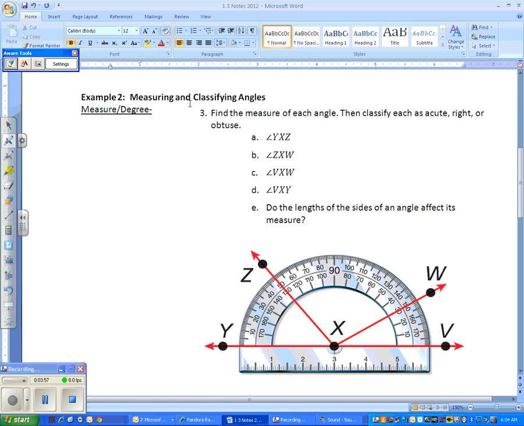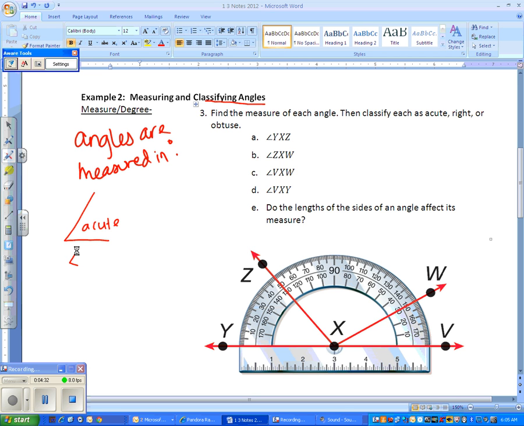Okay, example number 2, measuring and classifying angles. We won't be actually using protractors a lot in this class, but there will be some activities where we will. When I ask for the measure of an angle, angles are always measured in degrees. Okay, so when I ask to classify angles, there's 3 types of angles. There's an acute angle. Here's an example of what one looks like. It's less than 90 degrees. So it's tiny. It's an acute little thing. Then there's also a right angle.